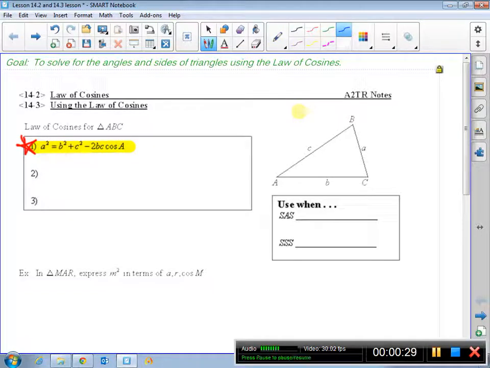So first let's look at what all these letters mean. Lowercase a, b, and c, which appear in all those places, are the sides of a triangle. So side a is across from angle A. Side b is across from angle B.